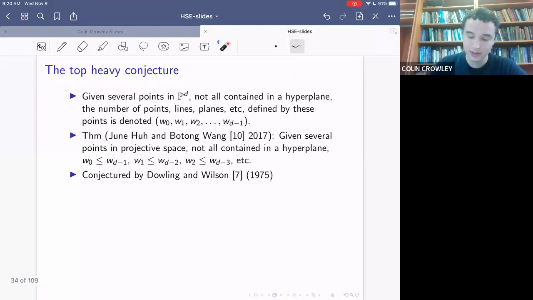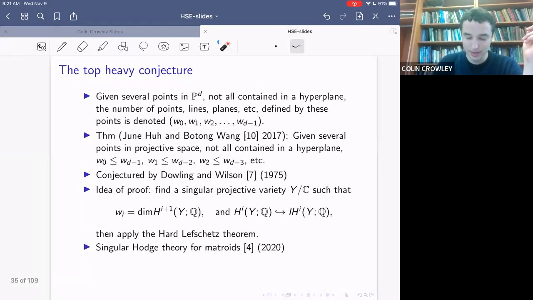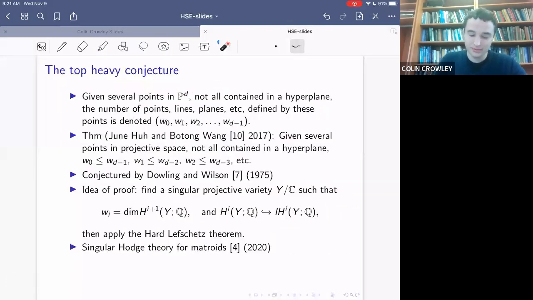This was conjectured in 1975 by Dowling and Wilson, who showed a similar set of inequalities that are slightly weaker. This is a very elementary problem to state, and what's very surprising is that the proof is very geometric. Here's the idea of this proof. I wish I had time to say more about it, but I'm not going to say that much.